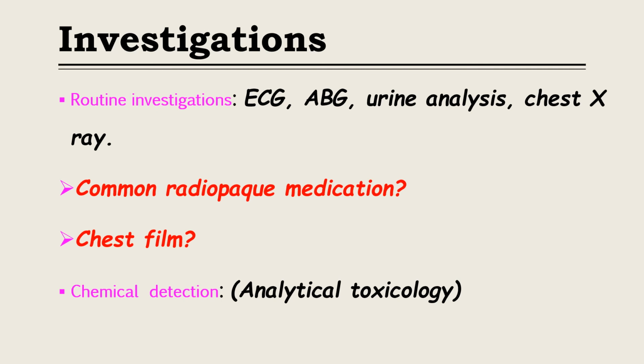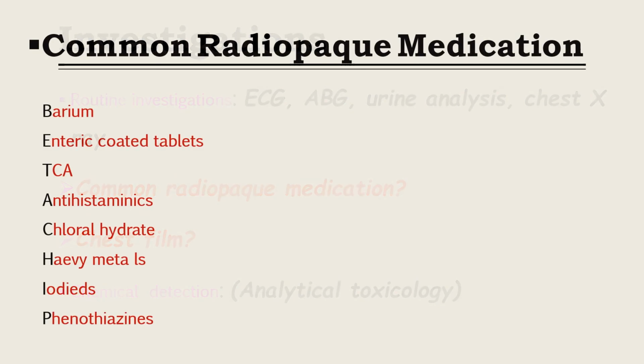We have urine analysis, liver function, kidney function, complete blood count (CBC), and ABG, arterial blood gases. We have ECG. We have radiological, for example, chest X-ray or abdominal X-ray. And in abdominal X-ray, we look for radio-opaque substances. These are the radio-opaque medications: barium, enteric-coated tablets, tricyclic antidepressants, antihistamines, chloral hydrate, heavy metals, iodide, phenothiazine, beta blockers. Okay.